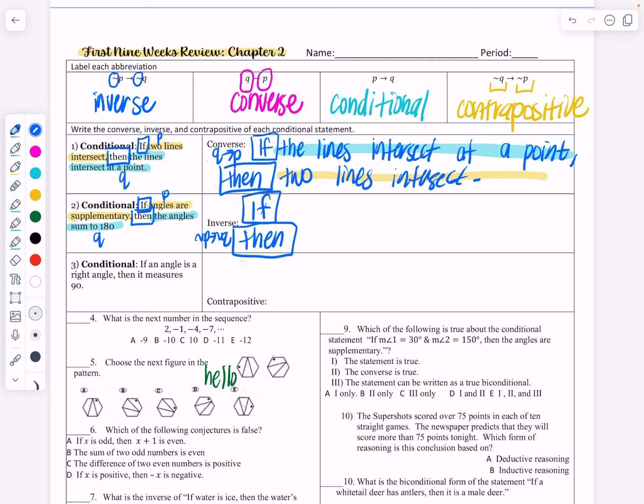We're gonna go if not P, then not Q. So what would that be? I'll just say it out loud. It's gonna be if not yellow, so leave the yellow stuff where it's at, then not blue. So I'm just gonna say it and then I'll write it on the key.